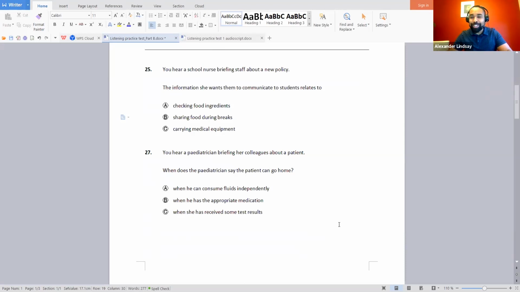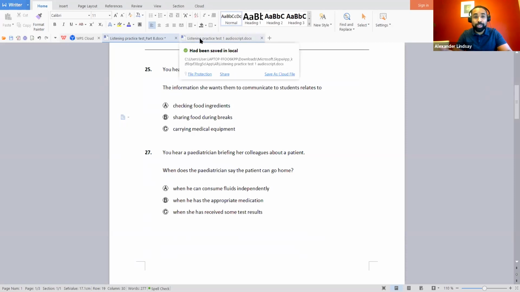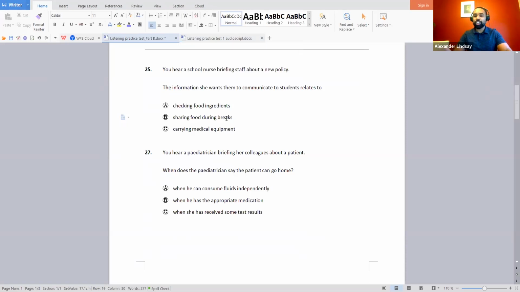Okay. So going back to the answers then, I saw a lot of people putting B, a few A's coming up there as well. Not many people putting C. And for those who put B, well done. The answer was B, okay? Sharing food during the breaks. Can anyone very quickly share any words or phrases they heard that helped them get the answer? We're going to have a quick look at the transcript in just a moment.